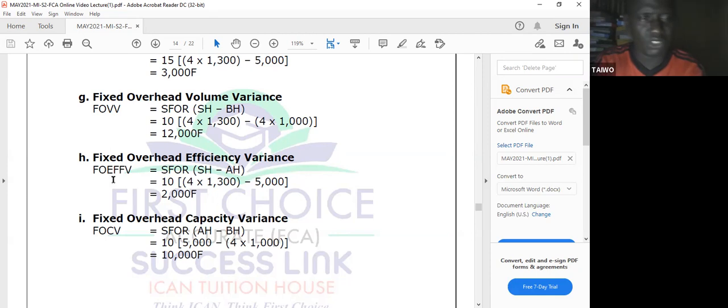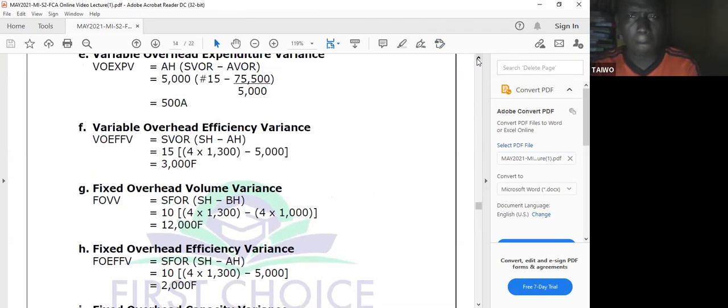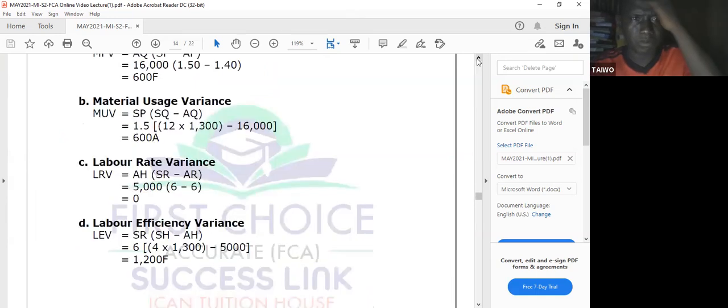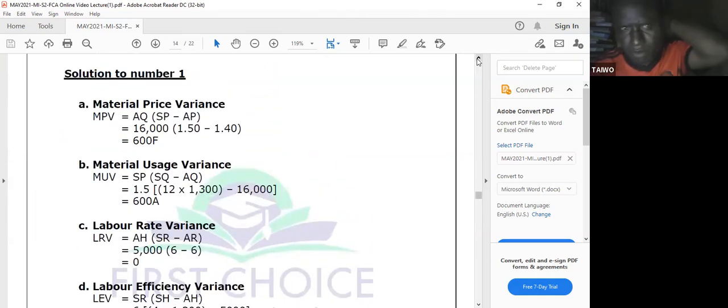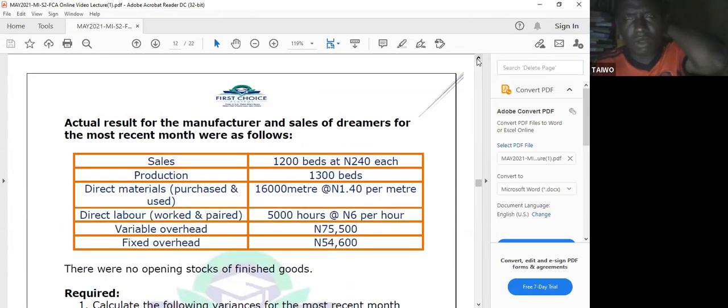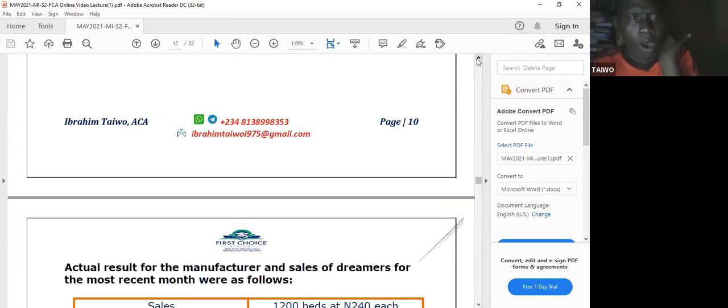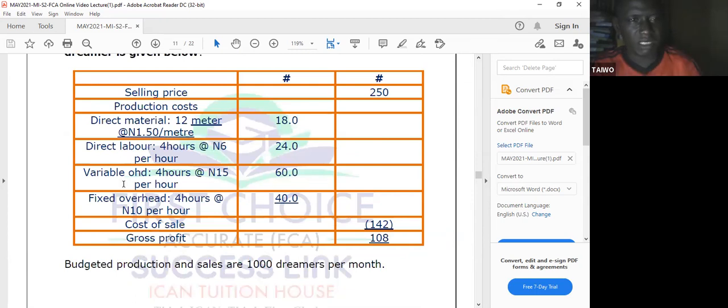So in the exam, if you are asked to find the fixed overhead efficiency variance, it will be standard fixed overhead rate into standard hour minus actual hour. Don't forget, your standard hour is still premised on actual productions. That means that your standard hour per unit is 4 hours. Let's go and check it. Standard hour per unit is 4 hours. You can see standard fixed overhead is 4 hours at 10 naira per hour.